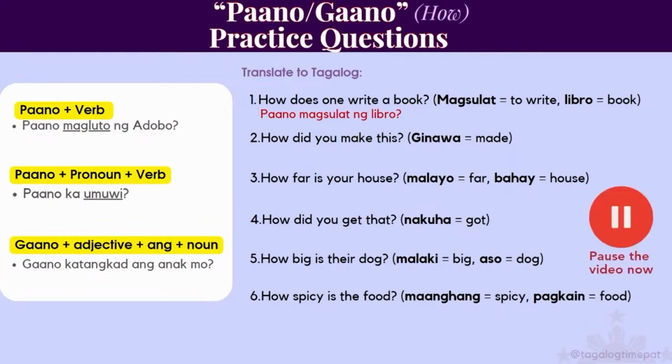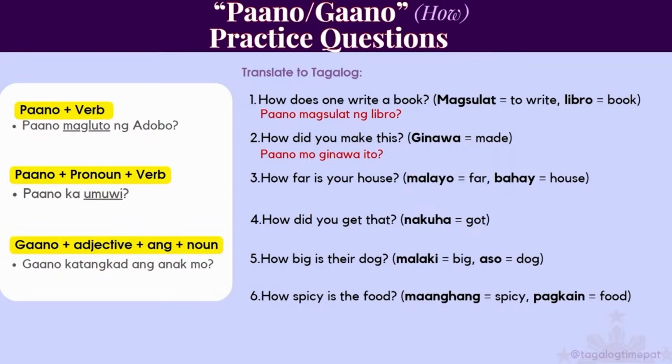Go ahead and pause the video now and we will do the rest together. Okay, welcome back. Let's do number 2. How did you make this? Ginawa means made. Paano mo ginawa ito? So that's following rule number 2. Paano, then the pronoun, then the verb. Paano mo ginawa ito?